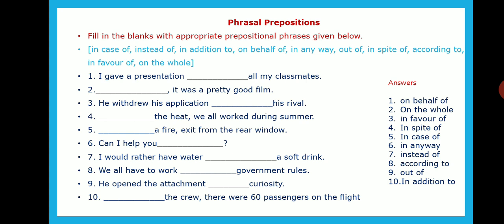Tenth one. Dash the crew. There were 60 passengers on the flight. There were 60 passengers and the crew members also in the flight. So to mean that, which phrasal preposition do we use? In addition to. In addition to the crew, there were 60 passengers on the flight.